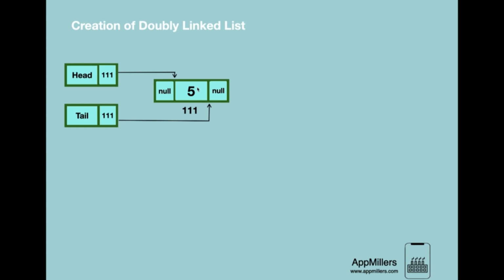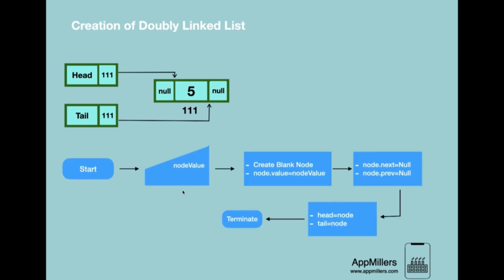So if we put all these steps together, we can create an algorithm of double linked list creation. The algorithm starts from here. It takes node value as a parameter. Then in the next step, we are creating a blank node. Then after creating the blank node, we are assigning a value to it, and this value comes from the parameter over here. Then the next step is we are setting next and previous references of this node to null. After setting these references to null, we need to create a link from head to this node and tail to this node. So in the next step, we are setting head to this node and tail to this node. Then after doing this step, we terminate our algorithm. So the creation of double linked list is completed.